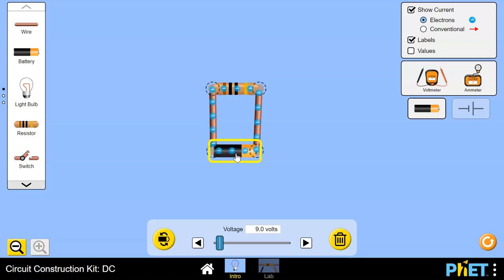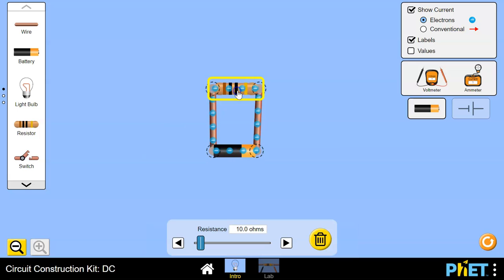So again, the guiding question is, what is the relationship between current and voltage in a circuit? So on the battery, if you click on it, you can adjust the voltage down here in 0.5 volt increments. You click on the resistor, you can adjust the resistance. Let's go ahead and set our resistance to 25 ohms, and we'll leave it there for the duration of the lab.